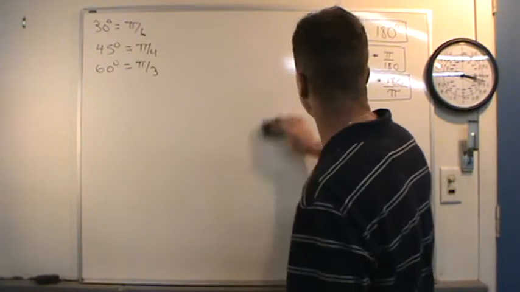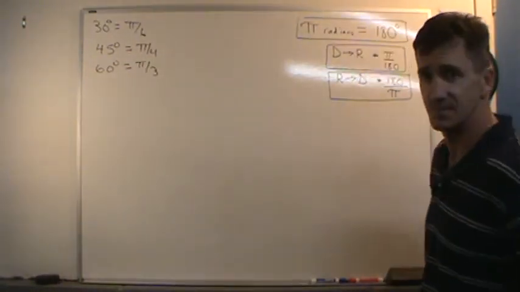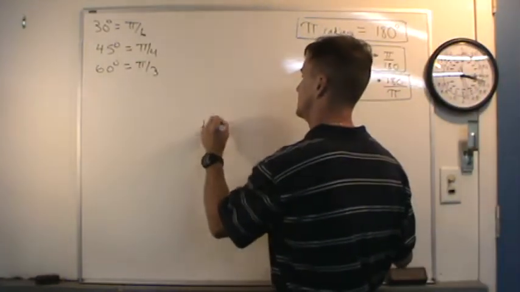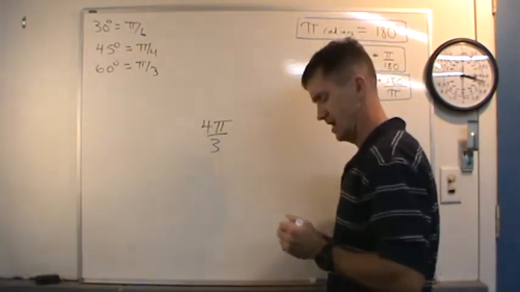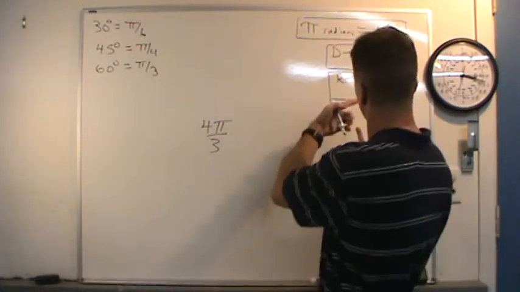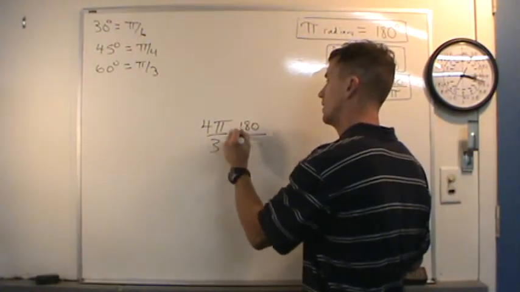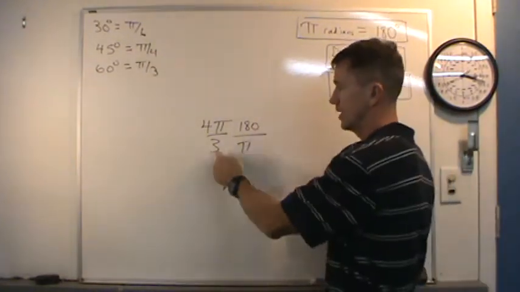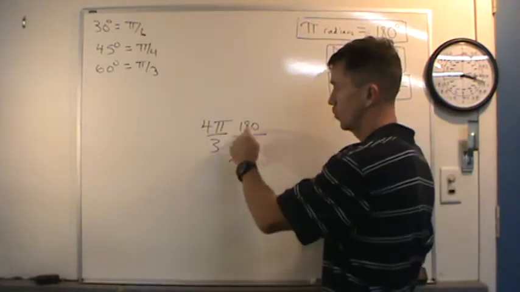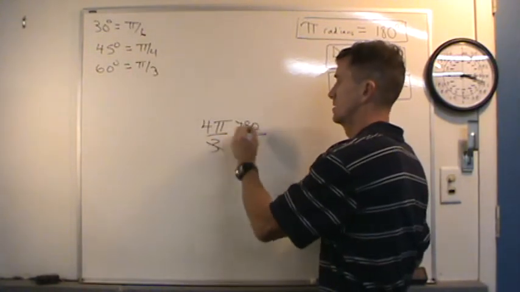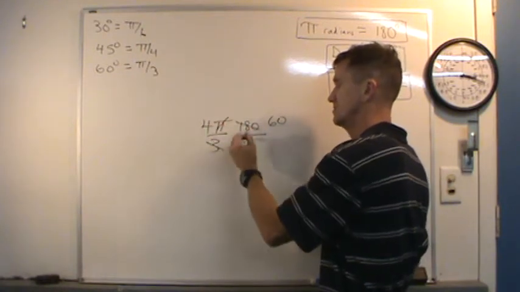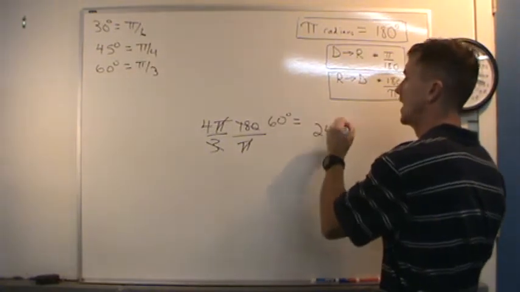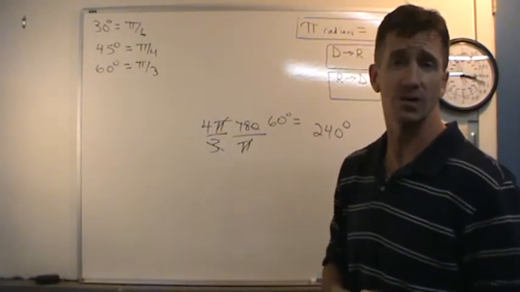Well, now let's convert from radians to degrees. To go from radians to degrees, we multiply by 180 over pi. So let's say you have 4 pi over 3, and you want to convert that to degrees. Okay, you just multiply by 180 over pi. Now 4 times 180, that's a big number. So an easy way to do this, look at the 180 and the 3. We can reduce that. 180 over 3 is 60. Pi's cancel. 4 times 60 is 240 degrees. So 4 pi over 3 is 240 degrees.